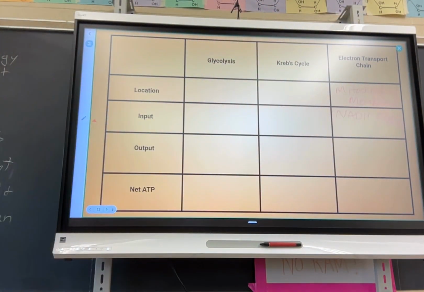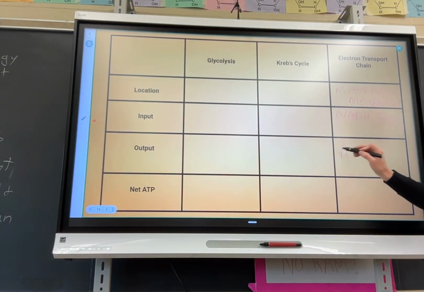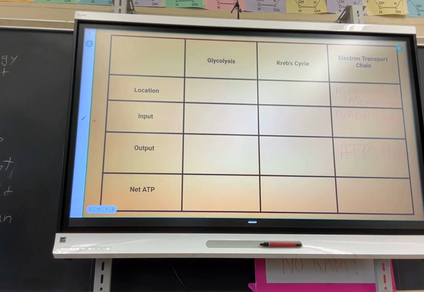Let's go with Emily. What is the output? ATP. Is there any other ones? So hydrogen, kind of. But there's another big one. Water. We are going to make water as a byproduct from this. We are going to take these spent electrons and combine them with oxygen and hydrogen to form water.